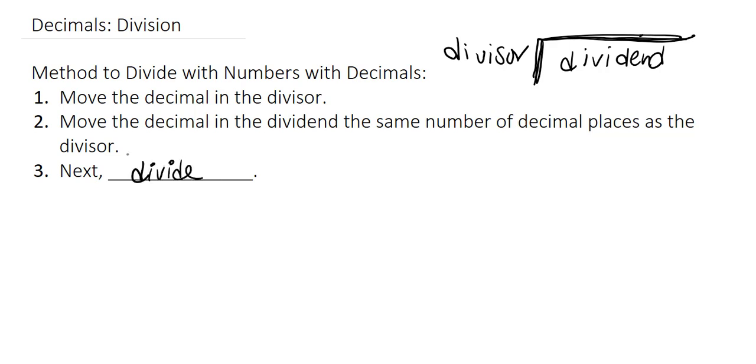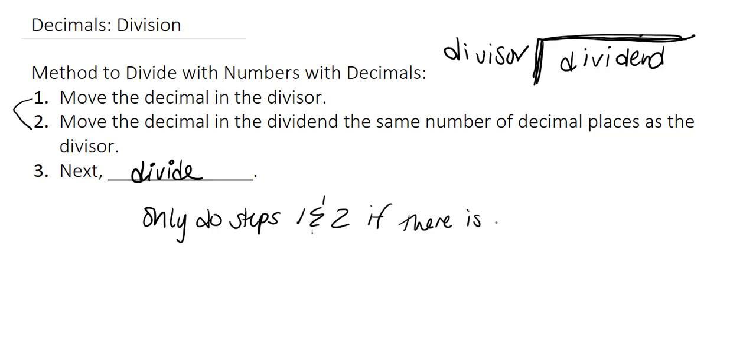So we only do the first 2 steps if there's a decimal in the divisor. If there is no decimal in the divisor, we're just going to divide. That's really important to note. So we only do steps 1 and 2 if there is a decimal in the divisor, which is this front number.